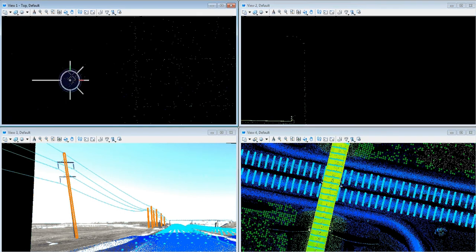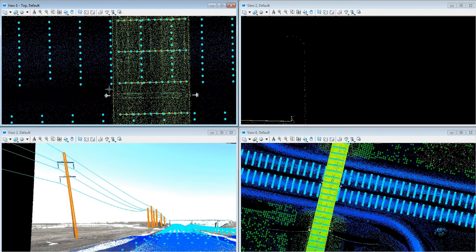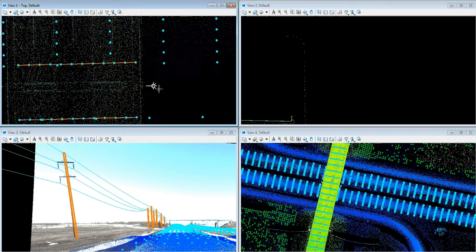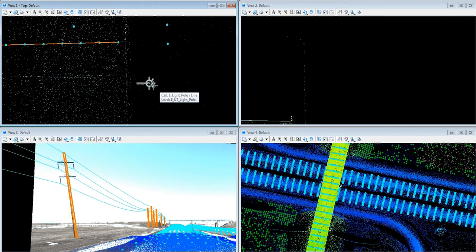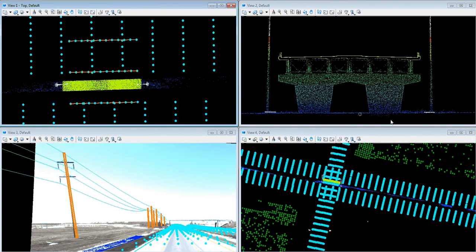So if it needs to be positioned, we're able to rotate it however is required. If for whatever reason the two-dimensional cells need to be modeled in 3D, that can be done as well. And you can see that these were snapped right to the ground.